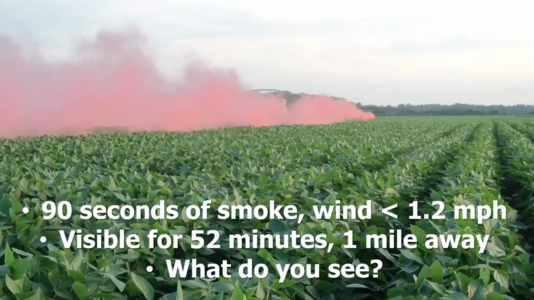Actually, I think he got most of the way to the end of the field and turned around, and by then it was done emitting smoke and just drove back. The wind was only 1.2 miles an hour at the best, which meant very calm, really calm. Calm is an indication of an inversion, by the way. Then they left the camera running for 52 minutes. They ended up seeing this stuff move over a mile away.